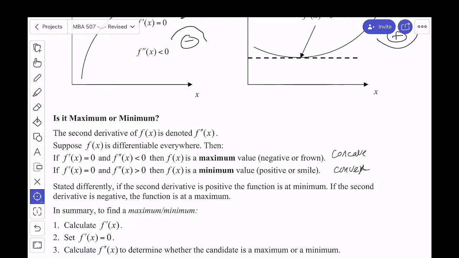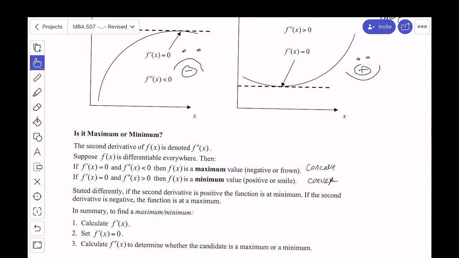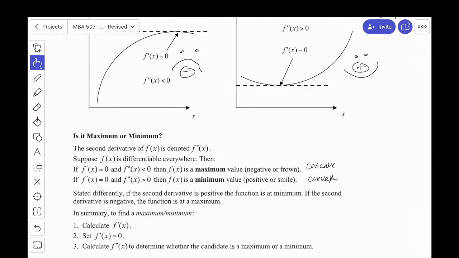Stated differently, if the second derivative is positive, the function is at a minimum. I just repeat myself. All right, so these are the steps then. This is what we have to do. We have to calculate the derivative, set it to 0 and solve for the value where it's 0. So then we're going to identify either the peak or the trough, the top or the bottom, the best or the worst, okay?